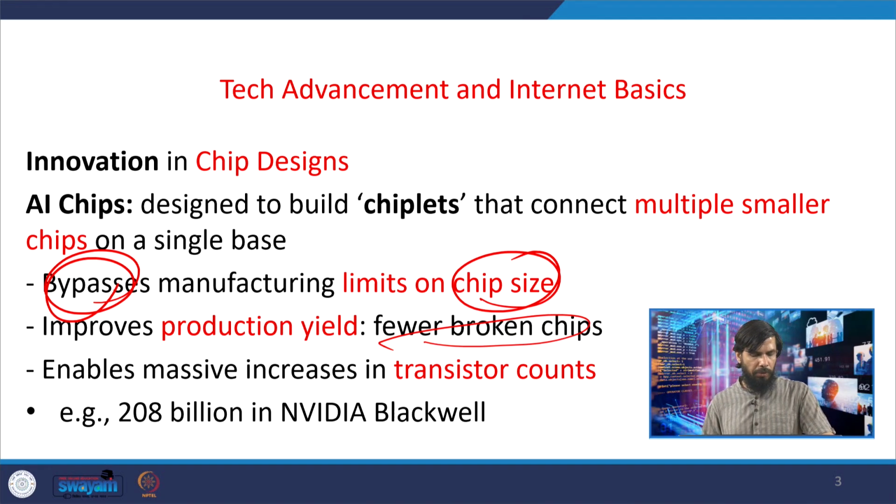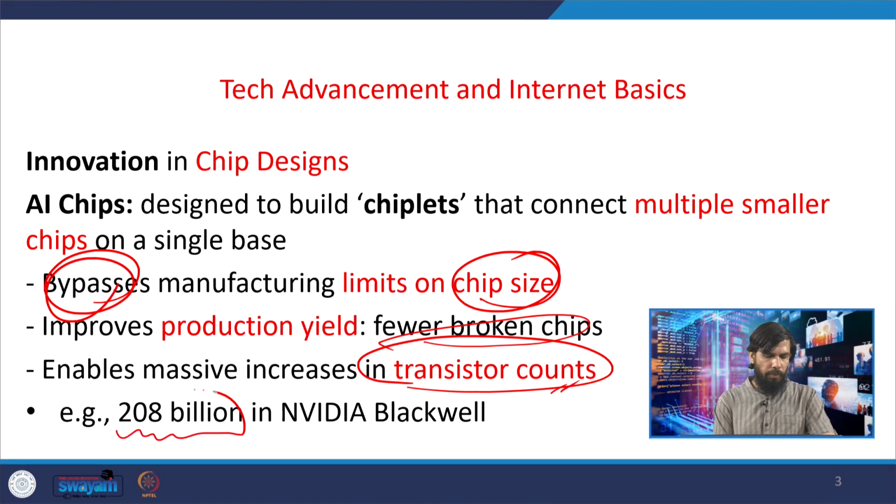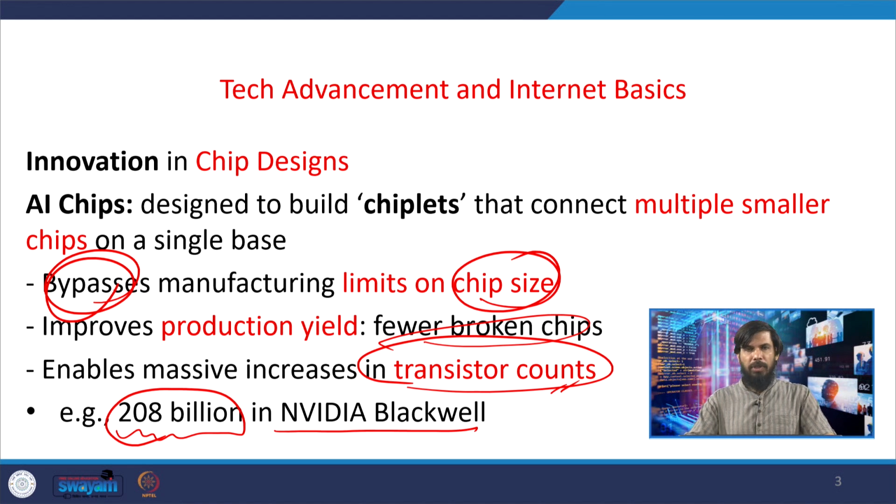And then we are not losing anything in terms of transistor counts. Massive increases in transistor counts are still there. For example, 208 billion transistors in NVIDIA Blackwell, which is an AI chip that follows the chiplet design, and you can see a very huge number of transistors. So, there is no compromise with the speed, and at the same time we are able to bypass chip size limits, and therefore the heat and cooling issues, and the production quality also improves.